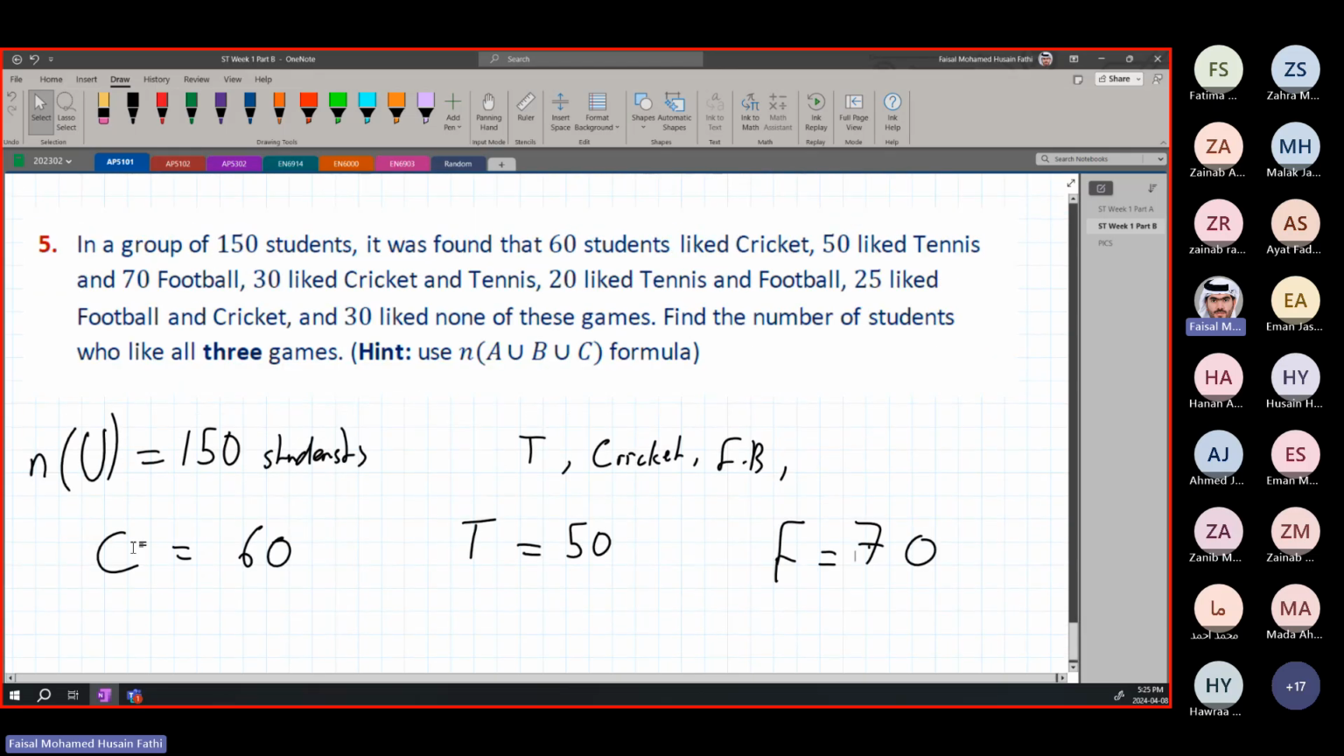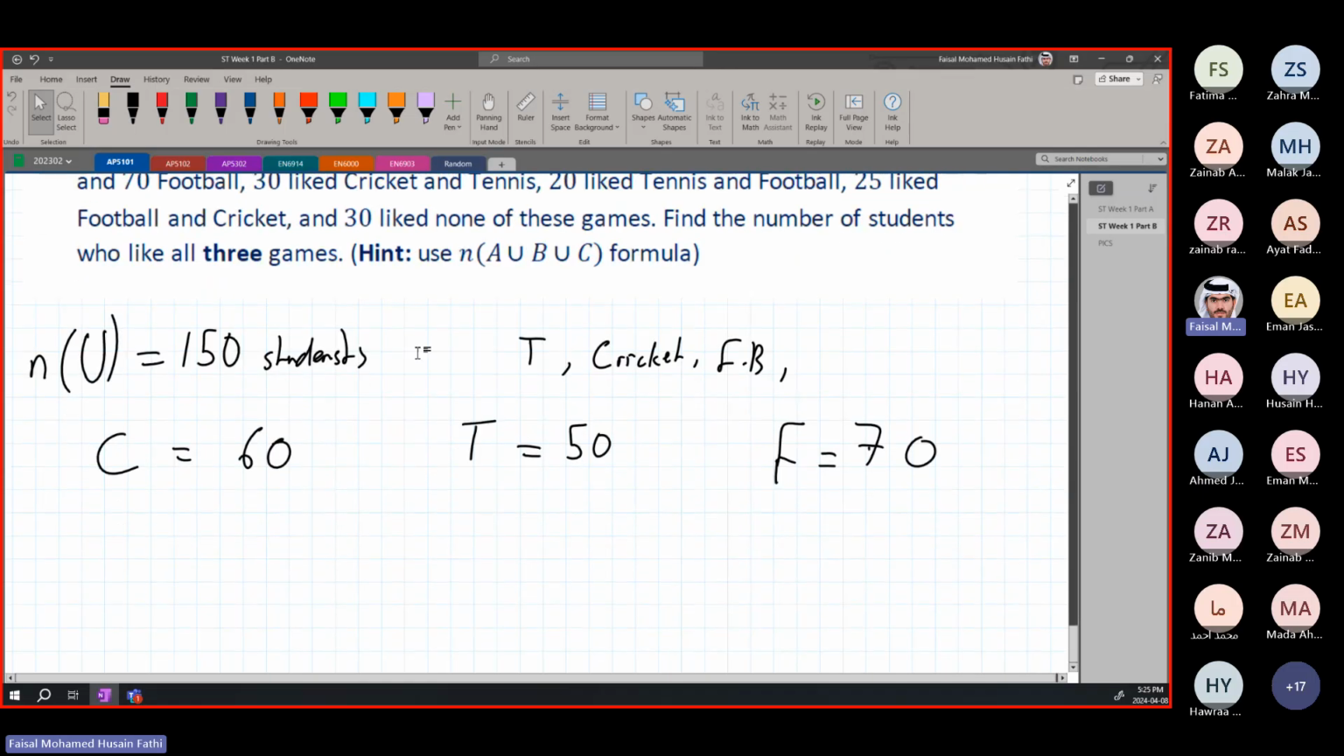Because there could be a player that likes both cricket and tennis. So these sets do not have to equal 150 in total, but the number of students is 150 students.